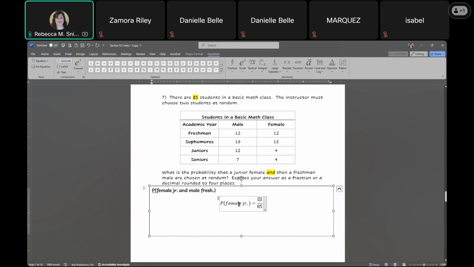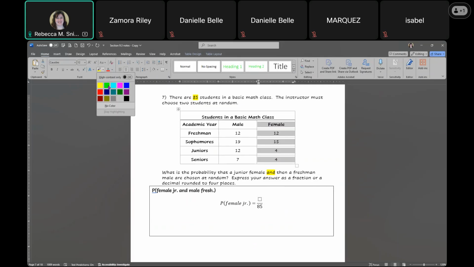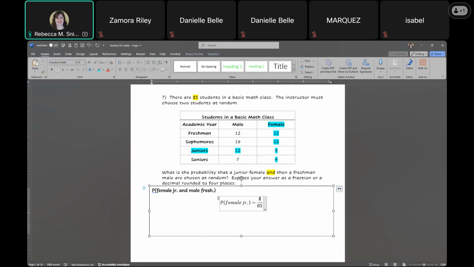To figure out my female juniors, I have to come into my female column and come to my junior row. I'm essentially looking for the two places that this intersects. So if I think about my female column here, and then my junior row here, I'm looking for the two places where this occurs. And you can see right here on this number 4 is where these two intersect. So my numerator here would be the 4.